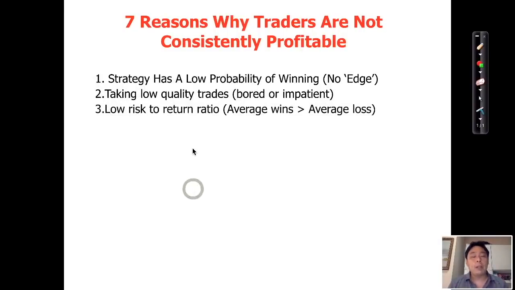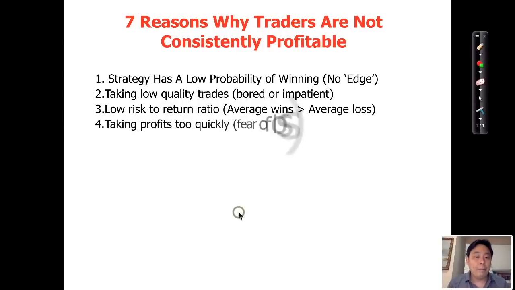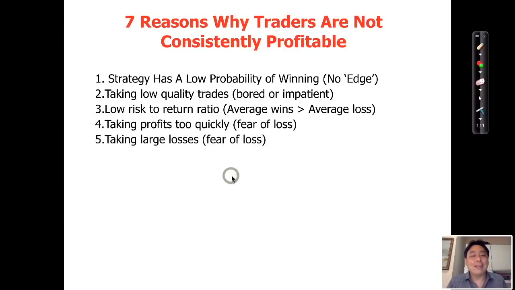Number 3, they've got a low risk to return ratio. When they lose more, they win less. Why? Fear. Fear of taking a loss causes them to hold on to losers too long and take profits too quickly. Number 4, well, it's related. Number 4, taking profits too quickly and taking large losses, right? So that's all related. Sorry about that, right?